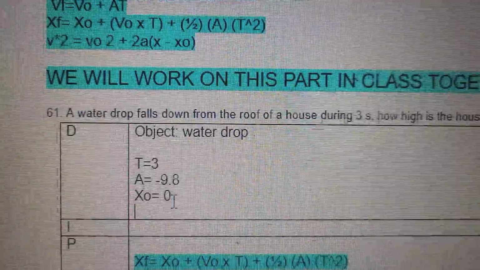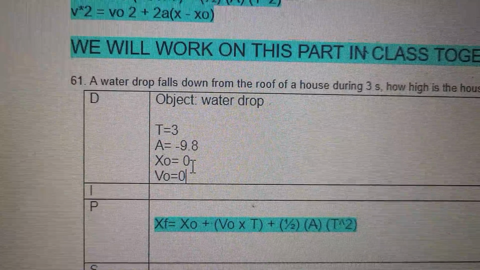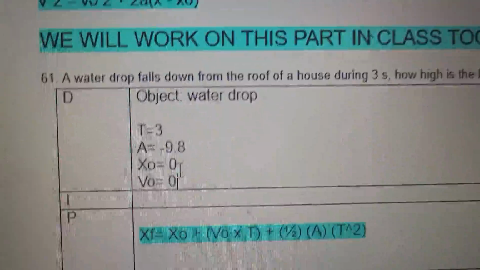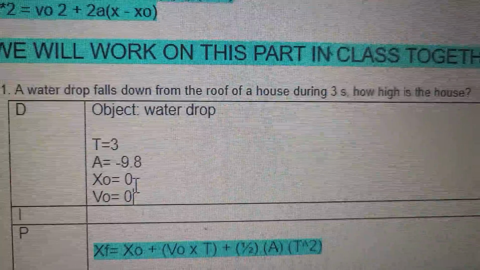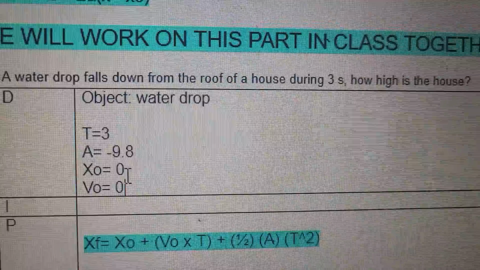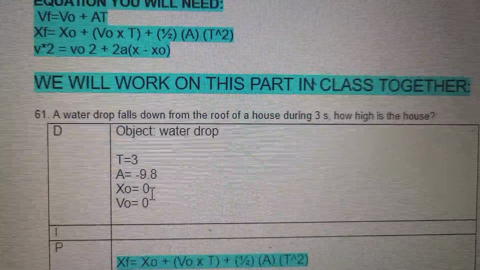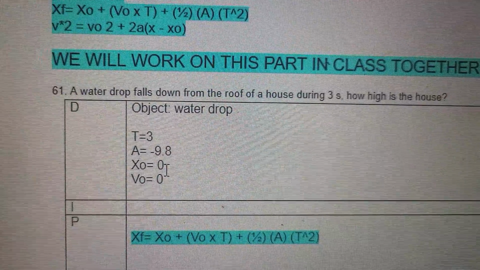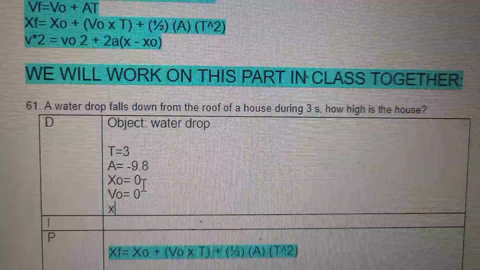Okay, 0. So that means we know the starting velocity. It's 0. There is no speed to it because it was just a water drop chilling on the rooftop until it starts sliding down, and the next thing you know it's dropping. Like a rain, it just drips. Okay, and what are we looking for in this equation? We're looking for XF.